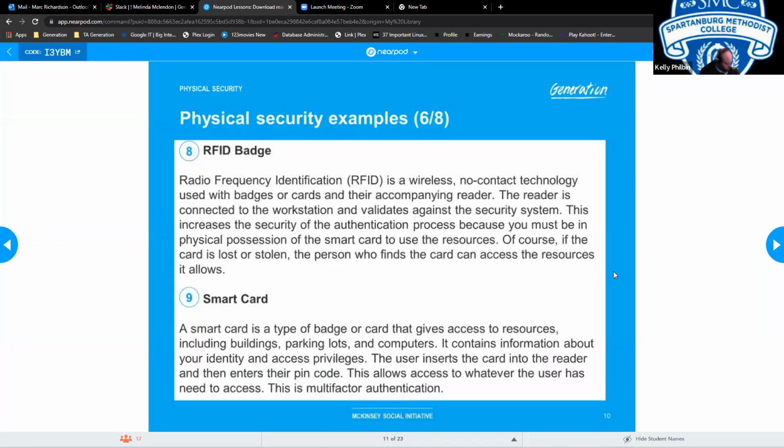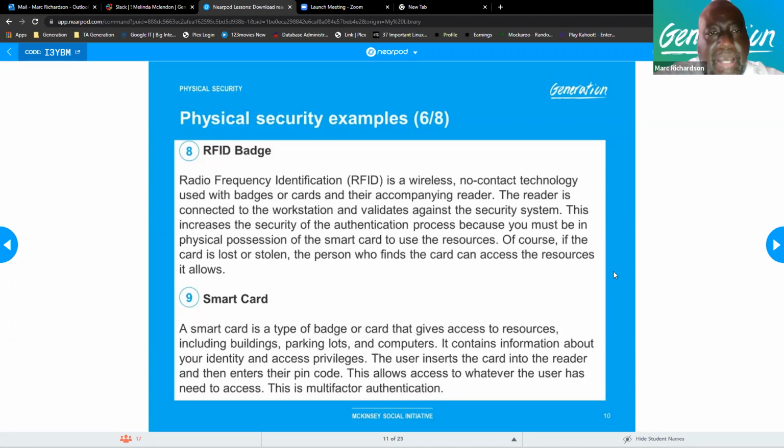All right. RFID badge. Radio frequency identification is a wireless, no contact technology used with badges or cards and their accompanying reader. The reader is connected to the workstation and validates against the security system. This increases the security of the authentication process because you must be in physical possession of the smart card to use the resources. Of course, if the card is lost or stolen, the person who finds the card can access the resources it allows.